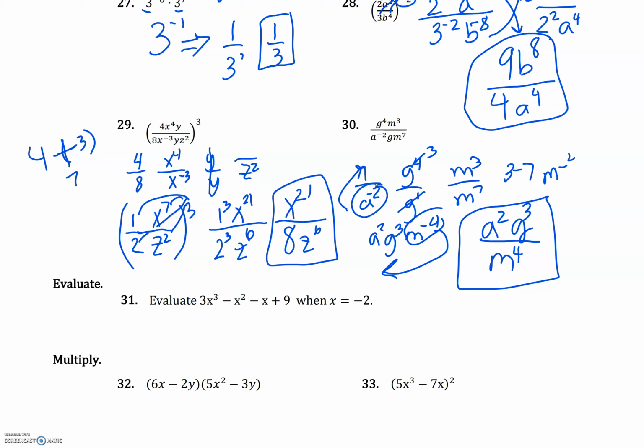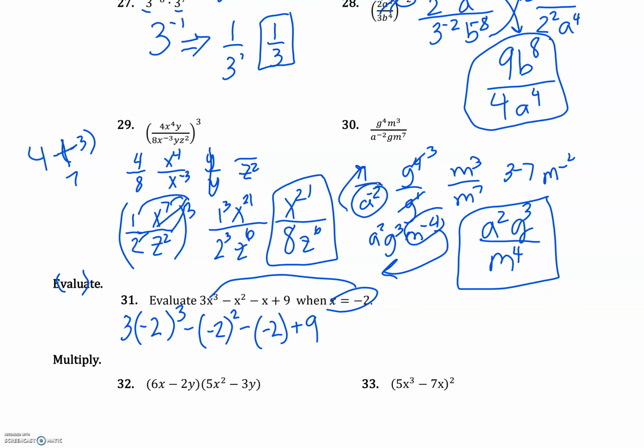Review each of those rules. Now number 31 says evaluate, which means plug in the value, right? And I always plug it in with parentheses so I don't lose any negative signs along the way. So 3 times negative 2, because negative 2 is x, to the 3rd power, minus negative 2 to the 2nd power, minus negative 2, and then our plus 9 here at the end.